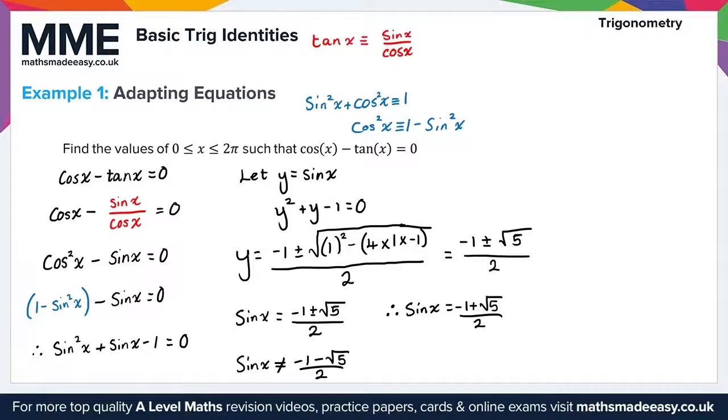Now all we want here is the values of x. So if we take sin inverse of the left hand side and the right hand side, we're going to obtain the solutions that we need. So x is equal to sin inverse of minus 1 plus the square root of 5 over 2. If we put this into our calculator, making sure to take care that we're using radians, we obtain 0.67 radians and 2.48 radians. That gives us the solution to example 1 on adapting equations.